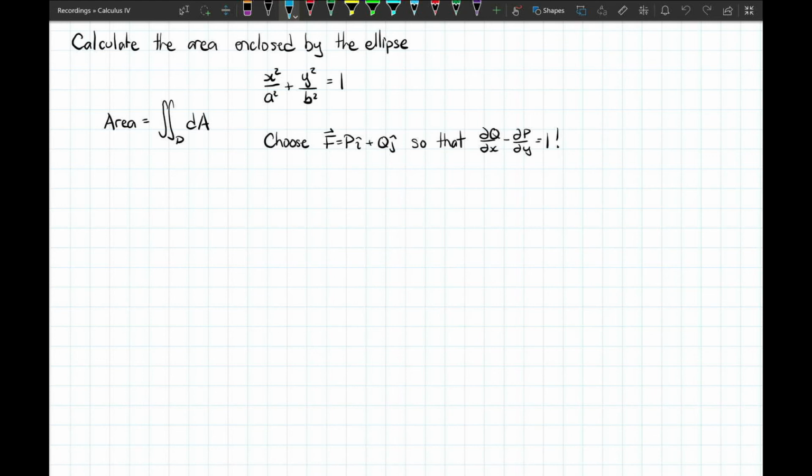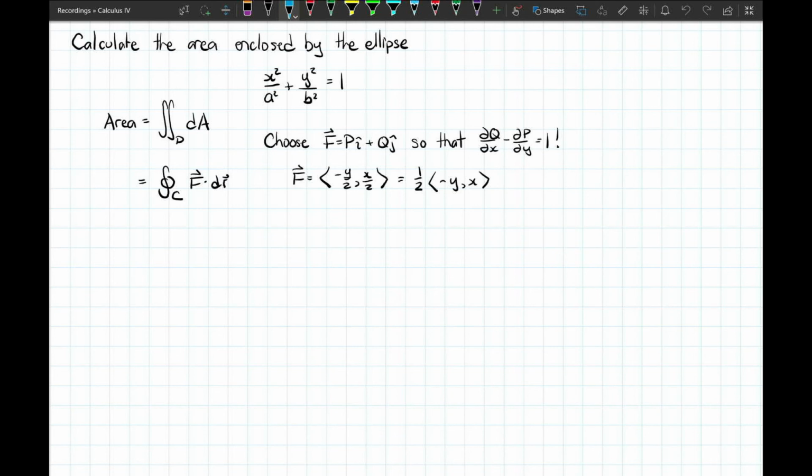Now, there are lots of examples of good choices for this vector field. For this particular choice, I'm going to let the vector field equal negative y over 2, comma x over 2. Or if I want to factor that 1/2 out, 1/2 times negative y comma x. And you can double check. The partial derivative of Q with respect to x minus the partial derivative of P with respect to y does equal 1. And that should allow me to translate this area problem into a line integral.